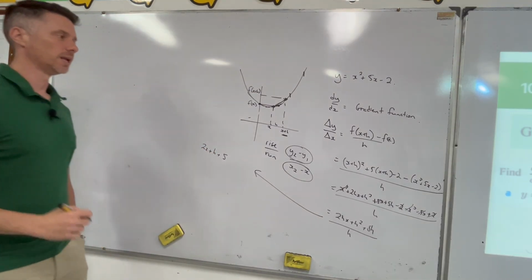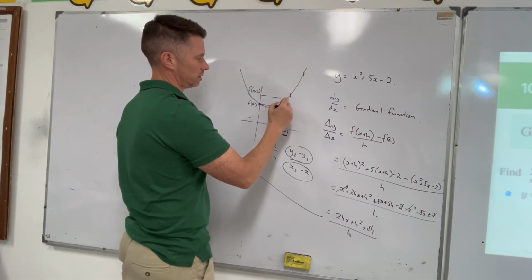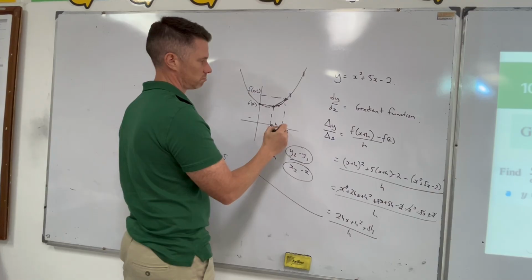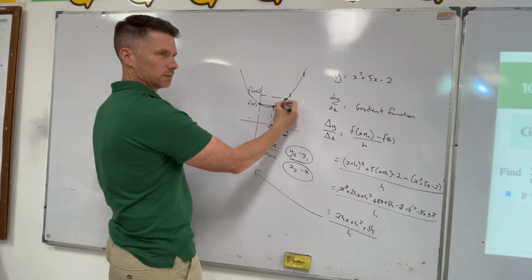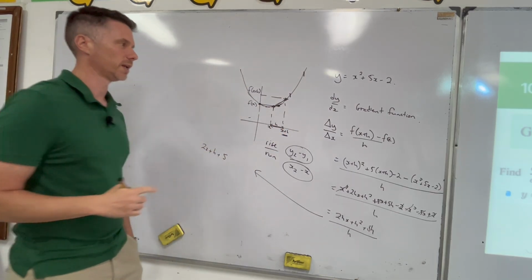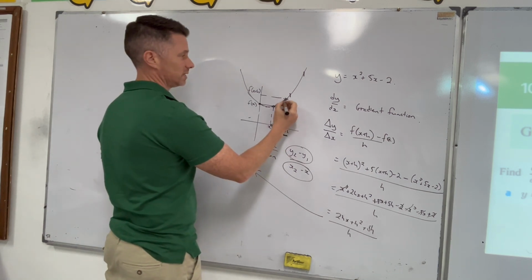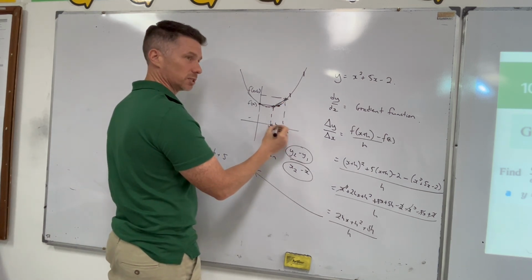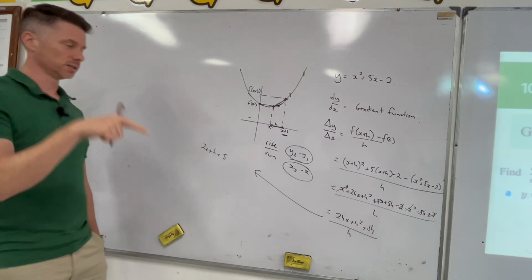Yeah? Now, we go back to the thing we did at the start. h was this distance. But we didn't want to get this slope. We want to get an instantaneous slope at one point, if that line was a tangent. So really we want the distance between these two as small as possible. Almost zero, so it's an instantaneous point.